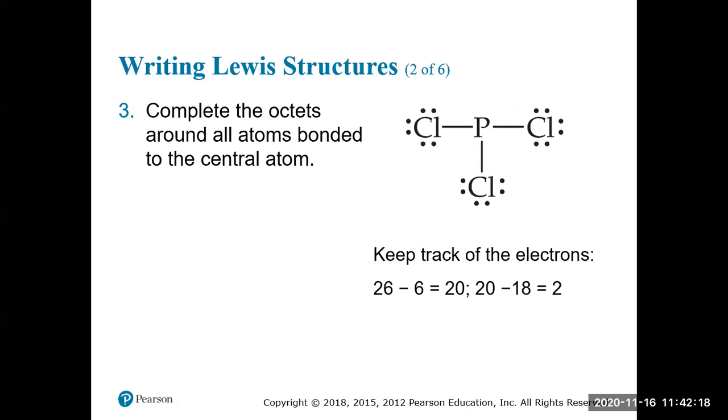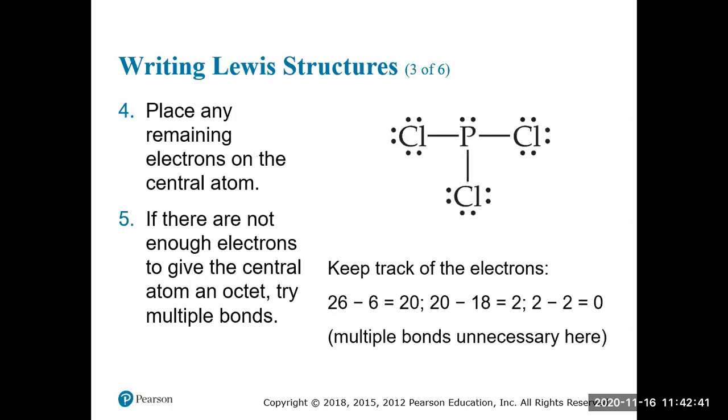So we've added 6 to each of 3, that's a total of 18. And so let's subtract that 18 from our 20. Remember, we started with 26. We had 6 bonding electrons. That got us to 20. Now we have 18 electrons that are not involved in bonding around the chlorines. That leaves us with 2 electrons still to do something with. Well, we can place those remaining electrons on that central atom. So that's the 2 dots that you see on the fluorine.